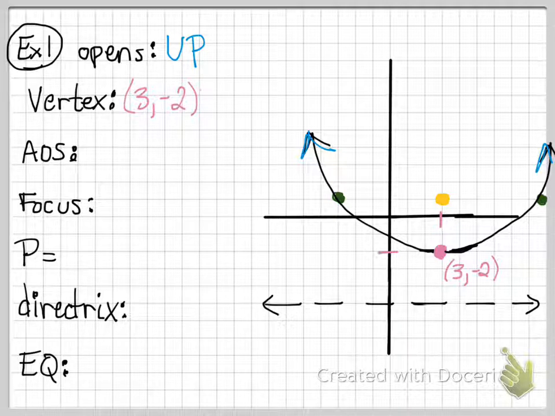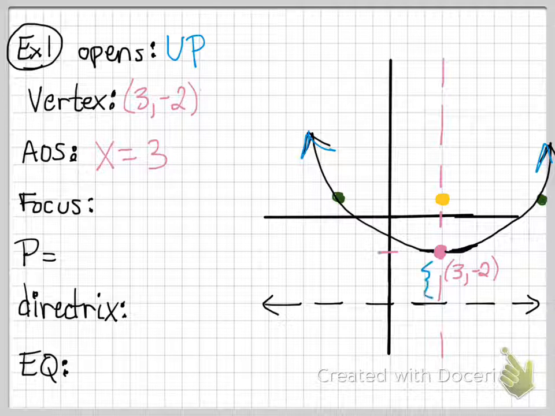Axis of symmetry always goes through the vertex. It's cutting through the x-axis, so it's x equals, and remember it's going to be the same value as h. So it's also going to be a +3. Now we need to find the focus. In order to find the focus, we have to find p.